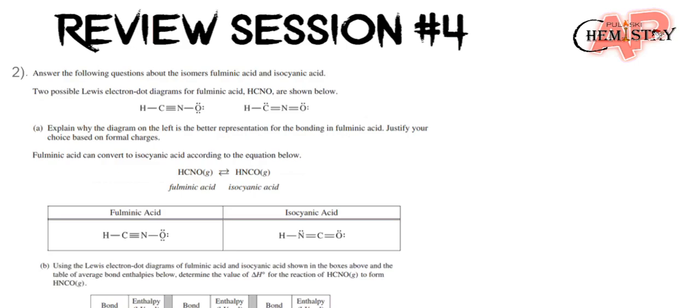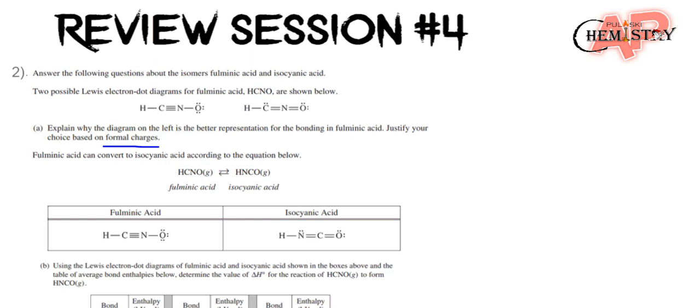So this is the second question of 2017. We have not done this yet in our review. So I went out of my way to make sure I found it, and it didn't have to look very far. But I would have if I had to. It says two possible Lewis electron dot diagrams are shown. A, explain why the diagram on the left is a better representation for the bonding. Justify your choice in formal charges.